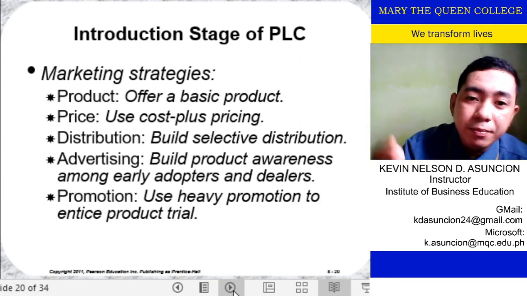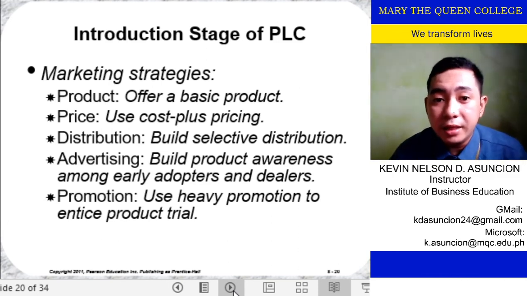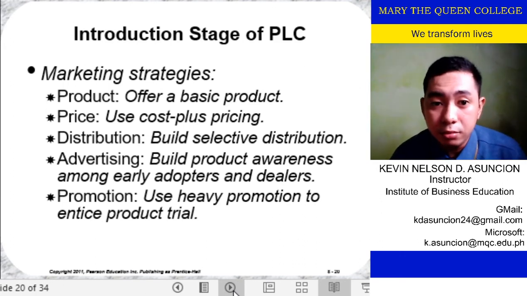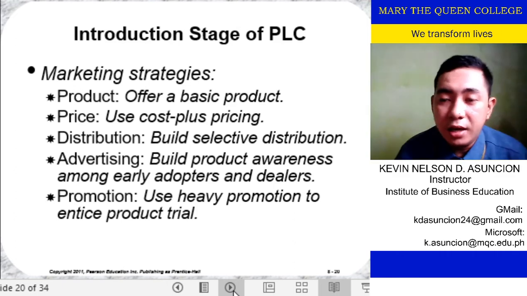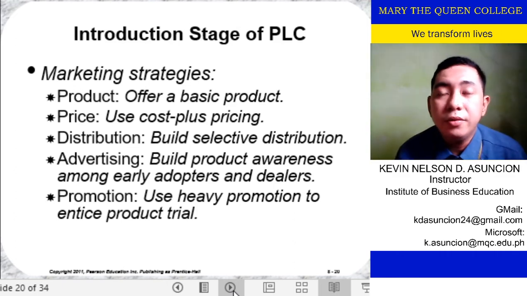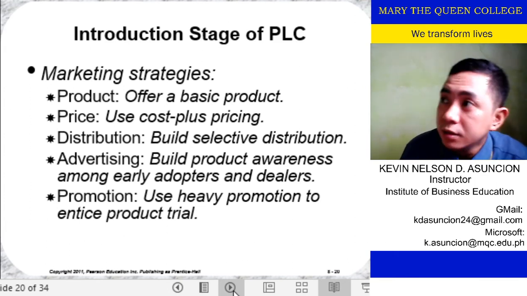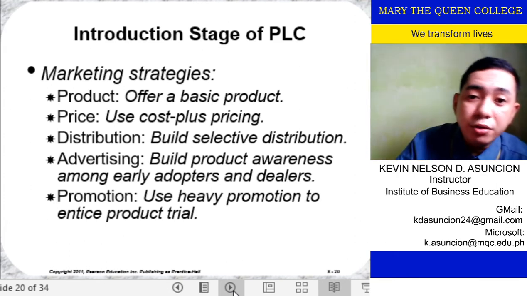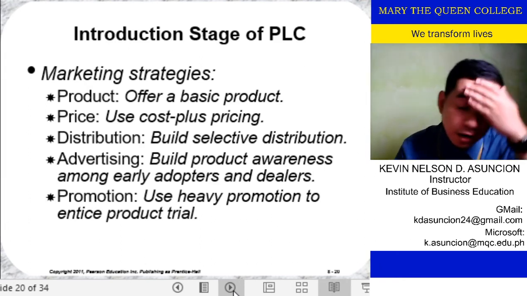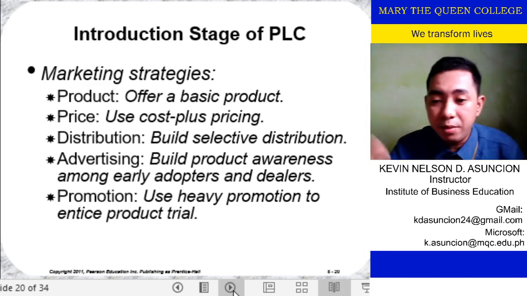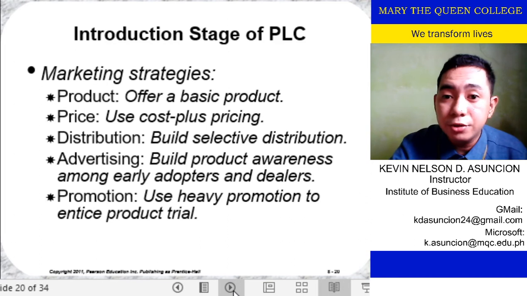No? Advertising, build product awareness among early adopters and dealers. Of course, you need to create that awareness first. Bagong produkto. So, introduce mo siya. So, advertisements relating to oy, bagong produkto, no? That what are the benefits mostly ang papakita natin. Then promotion, use heavy promotion to entice product trial, no? Dahil introductory yan, pinapasubok mo, meron kang mabibigat na mga gastusin diyan in terms of actual promotion.